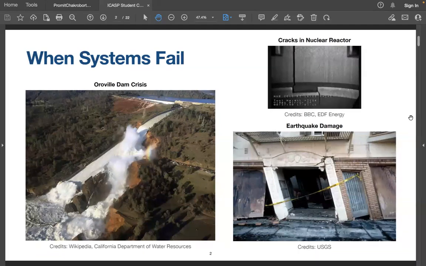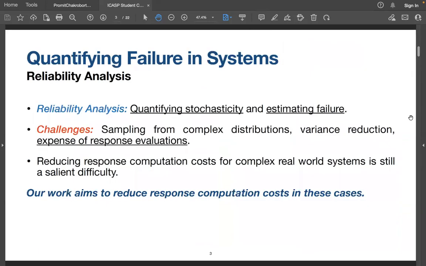As civil engineers, we are all aware that systems fail and that when they do, they can cause massive damage to property and loss of life. Thus, it is our responsibility to understand why systems fail and how they fail. One of the ways in which we can understand system failure is by the failure probability of the system. To quantify this, we use a tool called reliability analysis.